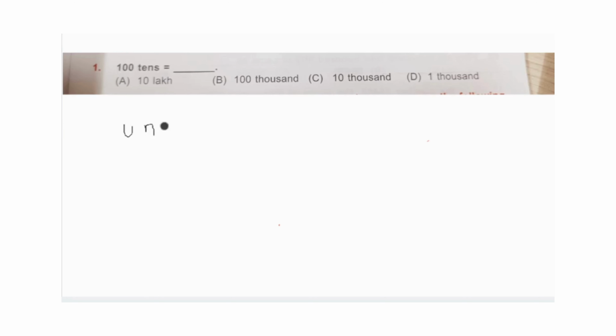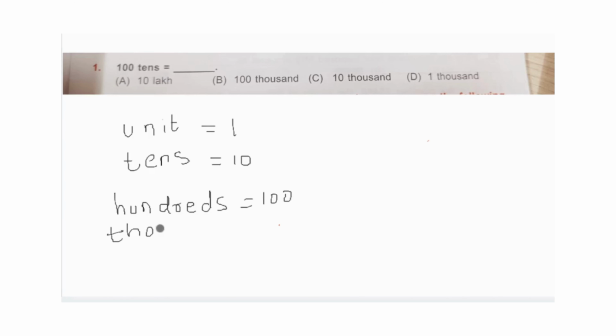First one is unit, which is represented by 1. Then you have tens, which is represented by 10. Then you have hundreds, which is represented by 100. And then you have thousands, which is represented by 1000.